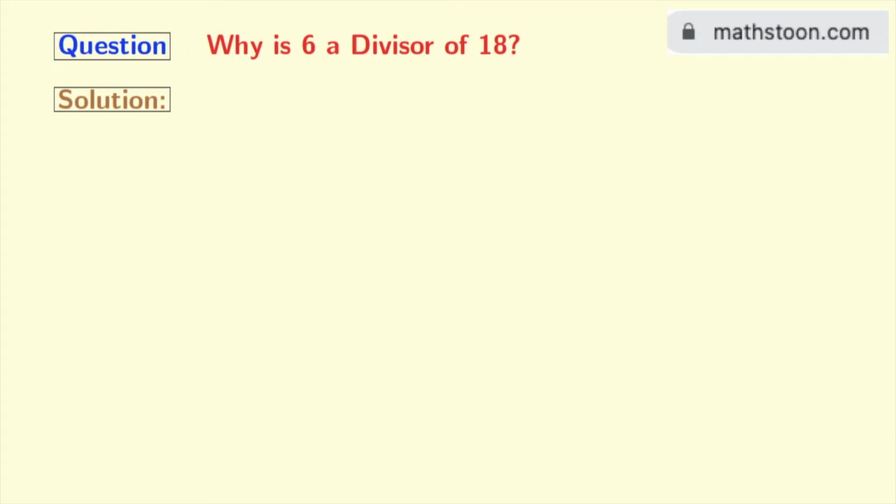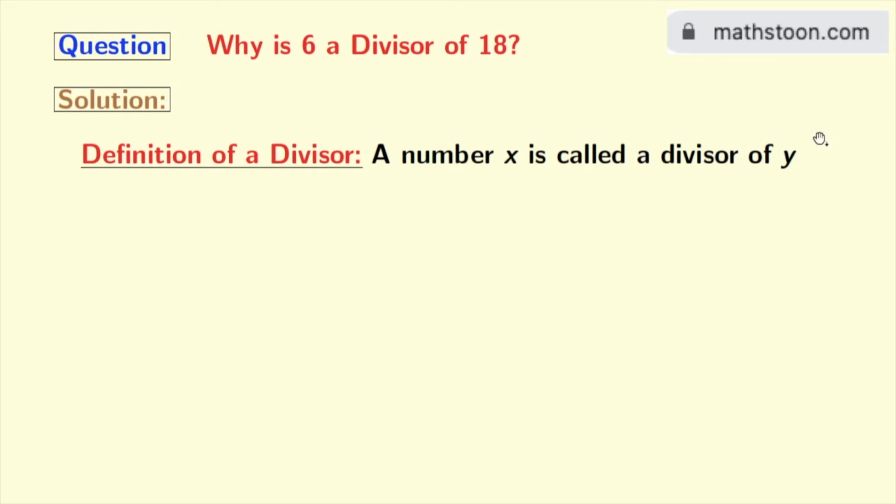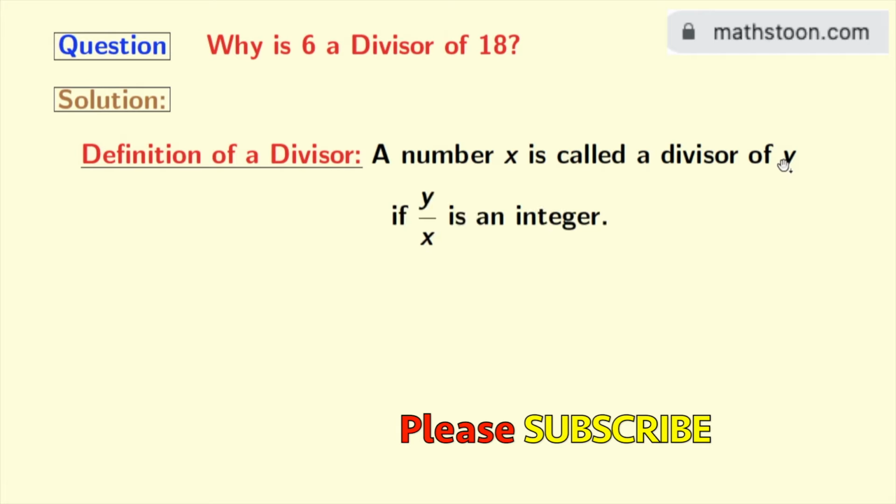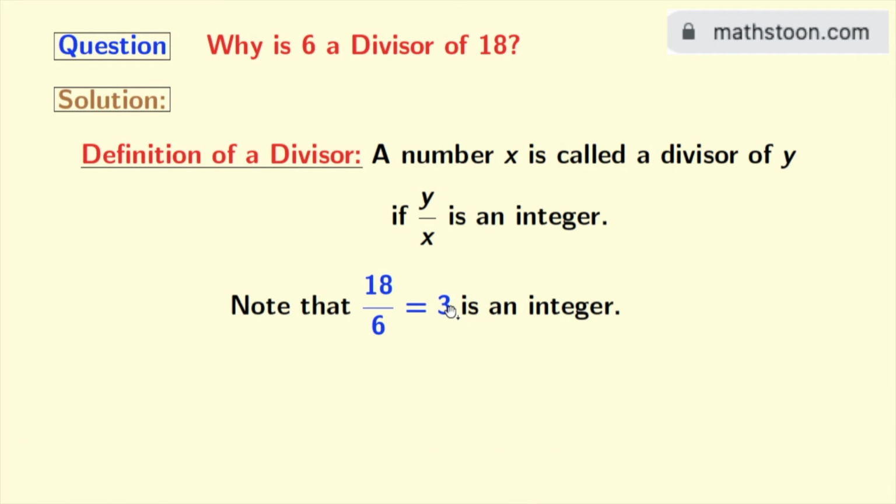So let's start. Firstly, we will learn the definition of a divisor. A number x is said to be a divisor of another number y if the quotient y by x is an integer. Now, in our case, if we divide 18 by 6, we get 3, which is an integer. So, according to this definition, 6 is a divisor of 18.